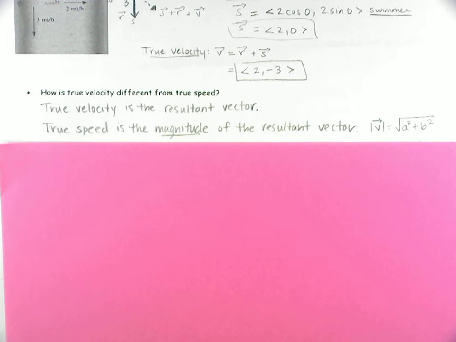Velocity is speed and direction, which is a vector, right? So velocity is going to be a what? Vector. Okay, that's why you want to have your true velocity as a vector.